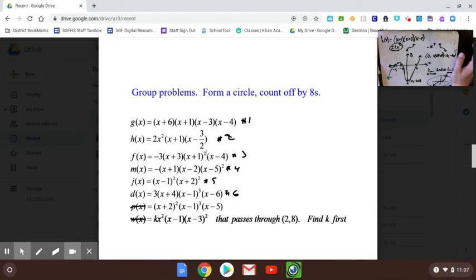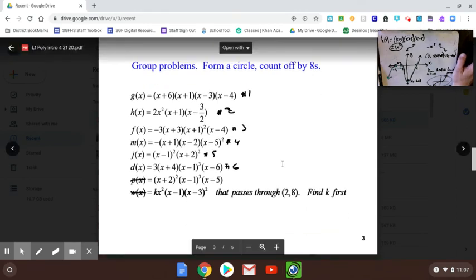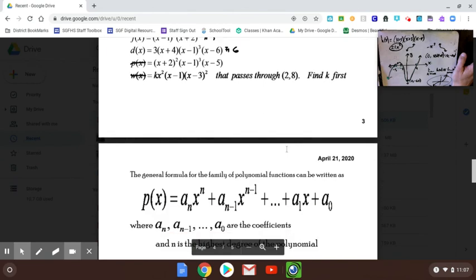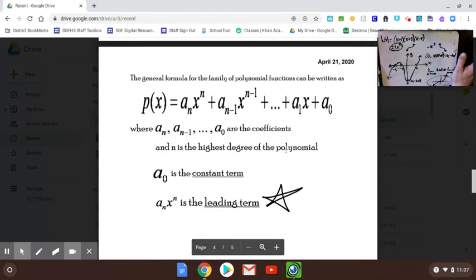There's that idea of that double root. What does that look like? Okay? So we're going to keep on keeping on. Here's the notes that we're talking about right here.